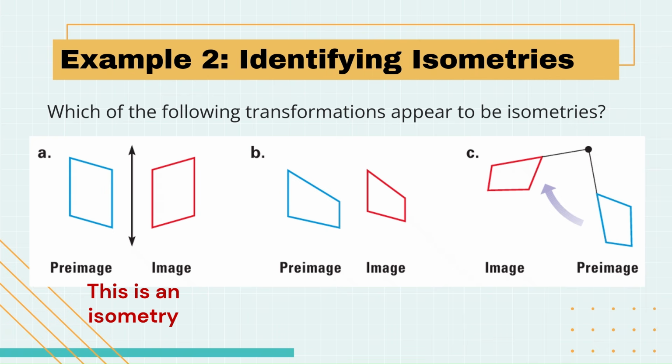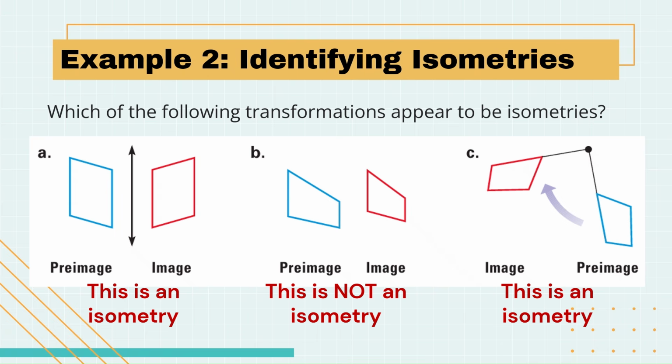For letter B, this transformation is not an isometry. The image is not congruent to the pre-image. As you can see, our pre-image is a bit larger than our image. And lastly, for letter C, this transformation appears to be an isometry. The blue parallelogram is rotated about a point to produce a congruent red parallelogram.